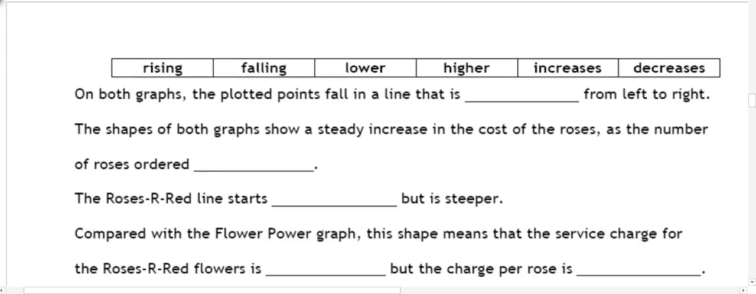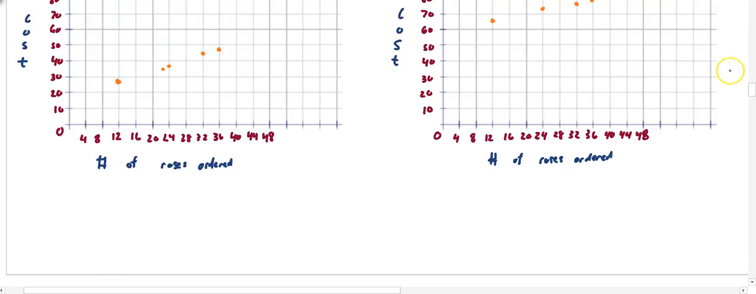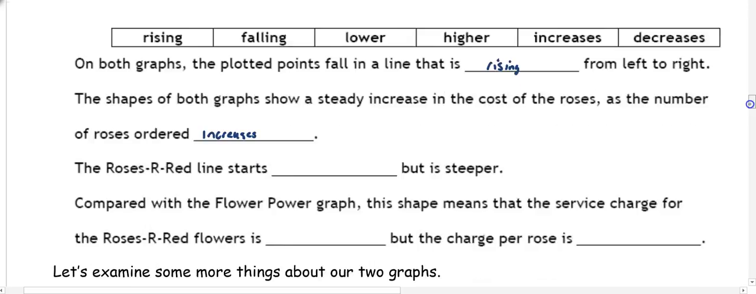So if we look at both graphs, notice that the plotted points were going up as the line, so we were increasing or rising from left to right. So the shapes of both graphs show a steady increase in cost of roses as the number of roses increases. So if we go back and look at our graph, this means that as we order more roses, our cost was also going up, which would make sense.